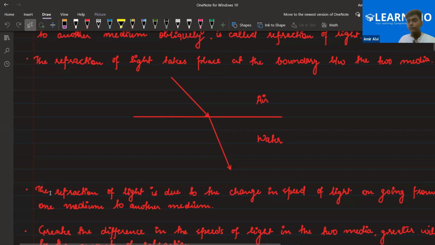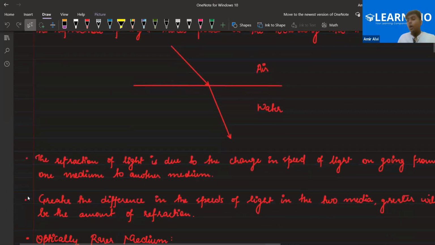Aayan, Arish, Junaid, and Faizan. Clear? Yes. Okay.